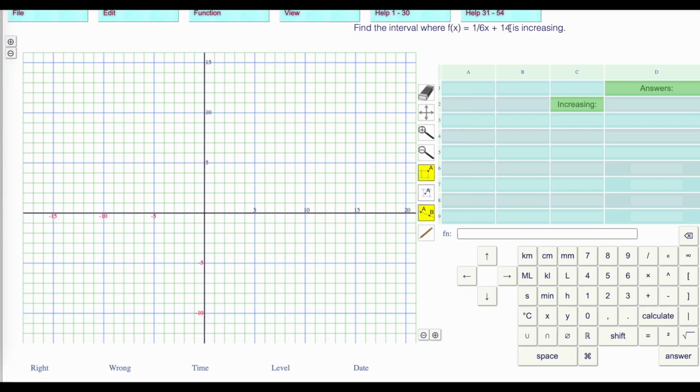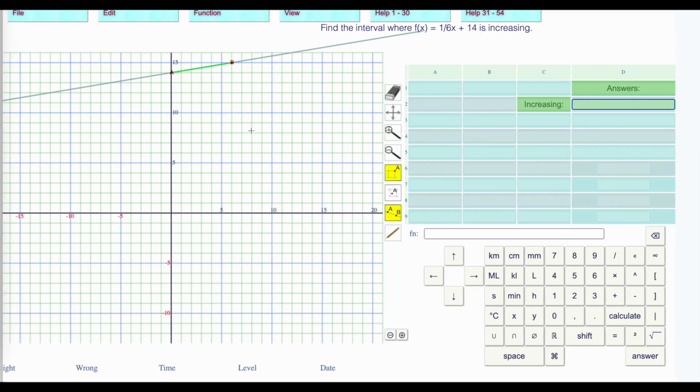F of x is 1/6 x plus 14. The slope is over 6, up 1. When is it increasing? It's always increasing, when x is between negative infinity and positive infinity. The easier way of saying that is when x is a member of the reals, and then we press answer to see if we're right.